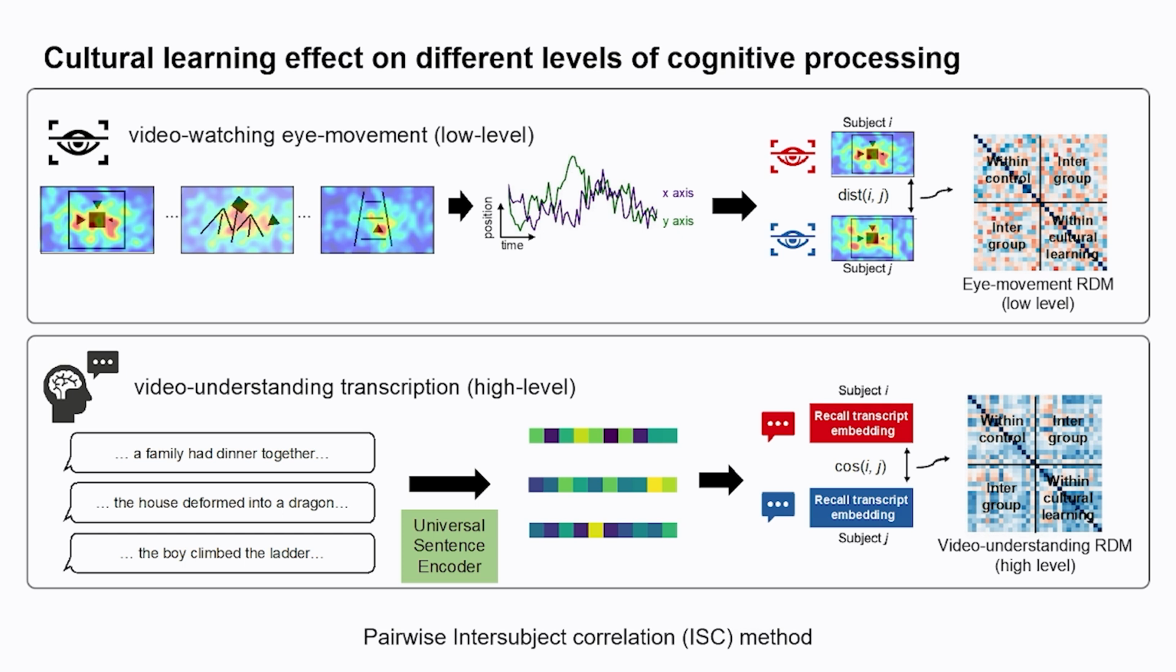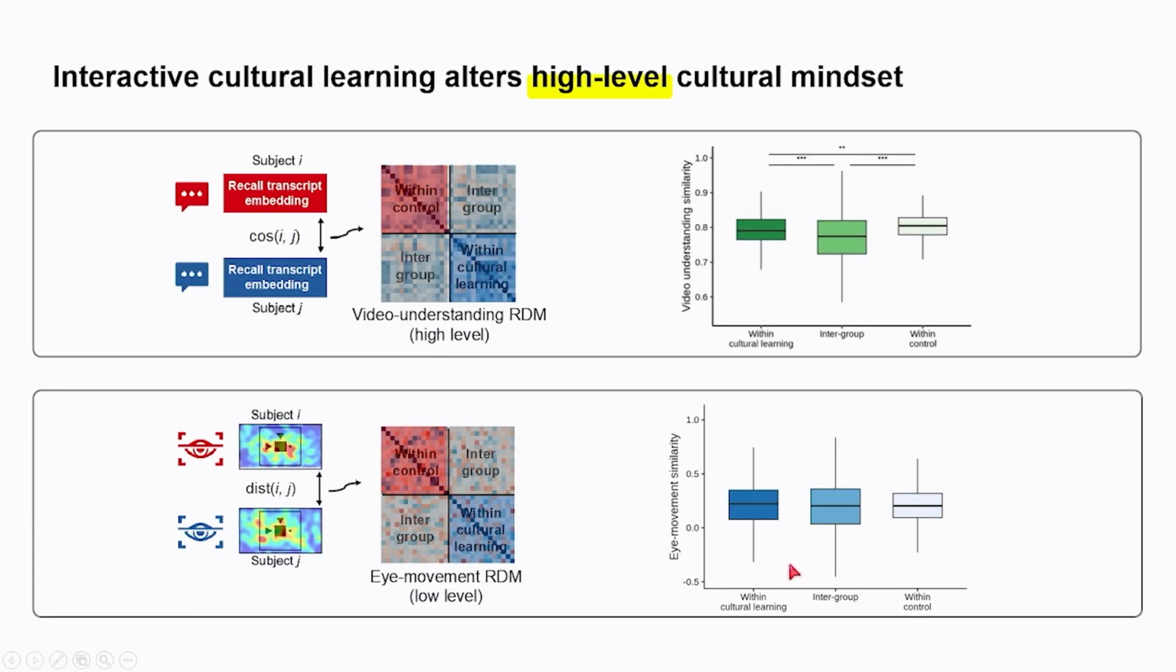And for the recall transcription, we first used the Google Universal Sentence Encoder, a pre-trained NLP model suited for long text, to extract the semantic vector of their transcription and calculated the similarity of their semantic vectors between the pairs of learners. And we found that for the semantic embedding, the similarity within the cultural learning group and within the control group was significantly higher than between groups. And the within control group is also significantly higher than the control learning group.